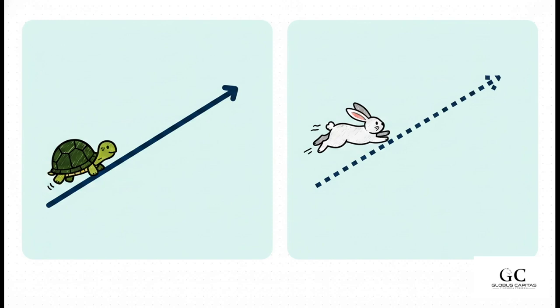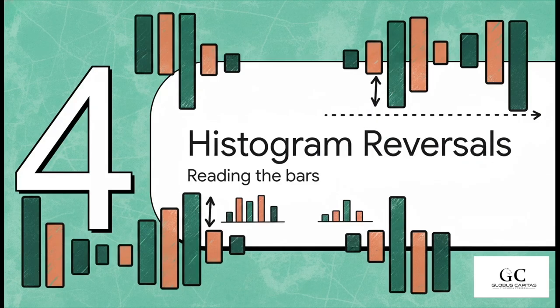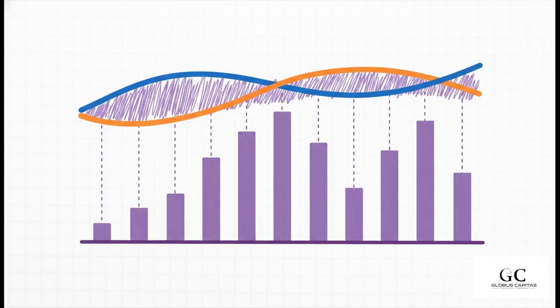Well, for that, you need a leading strategy. Which brings us to Section 4. Strategy 2. Histogram reversals. Reading the bars. The really elegant thing about this approach is that it focuses on the histogram, which honestly might be the most useful part of the whole MACD. Remember, the height of those bars literally shows the exact distance between your MACD and signal lines.